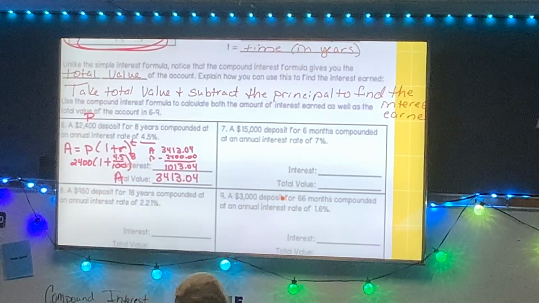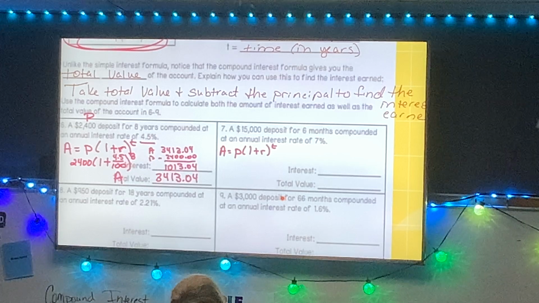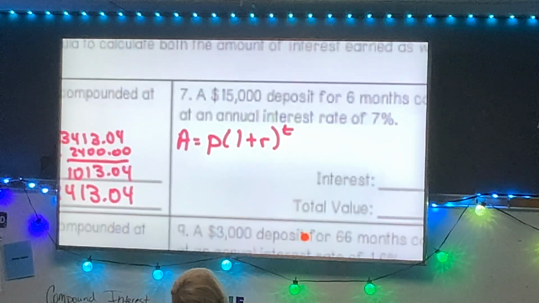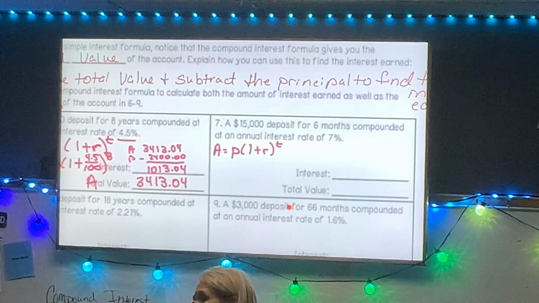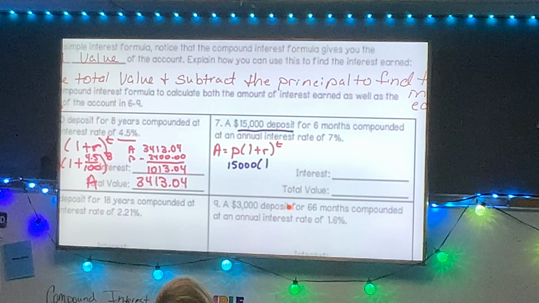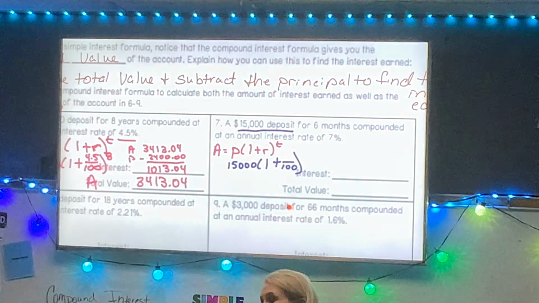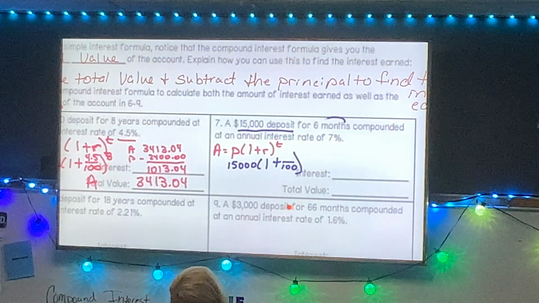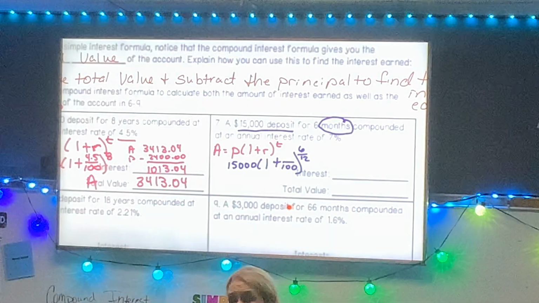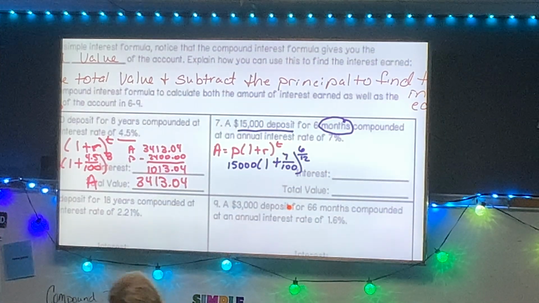Okay, write your formula. That's a must. Your principal, your amount of money you put in was $15,000. Months. That means when I hit my carrot top, I'm going to have to do alpha y equal right there and put 6/12. And then your rate was 7%.